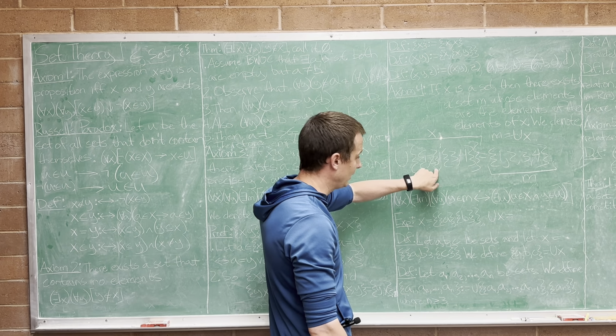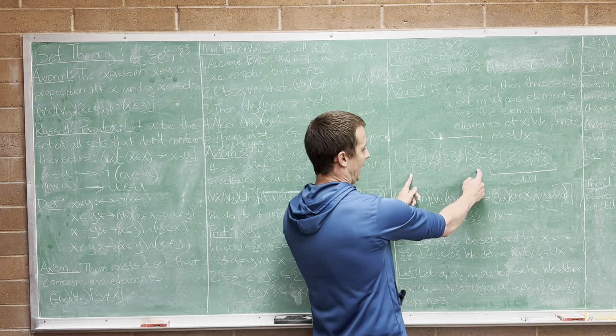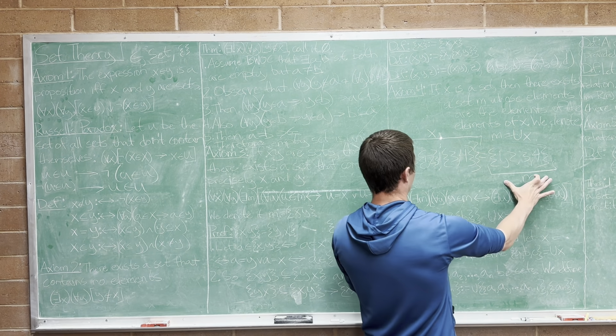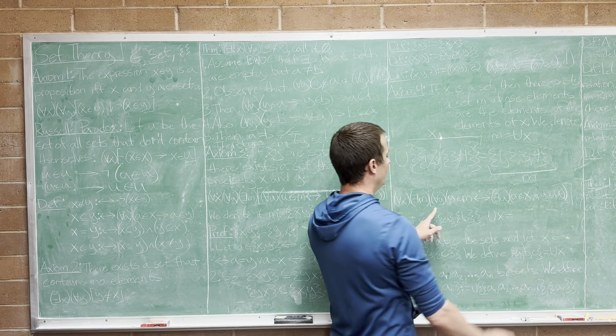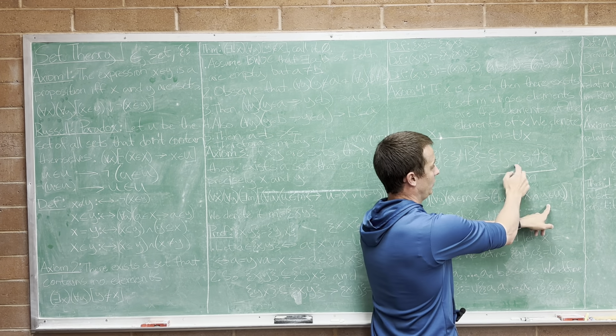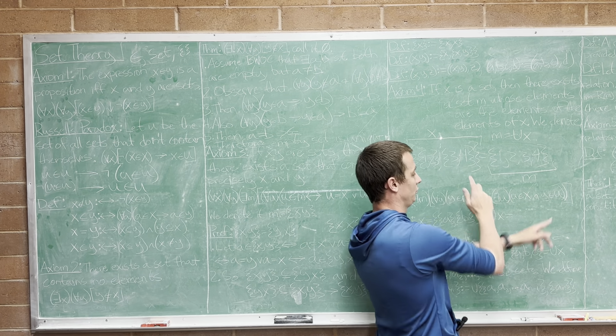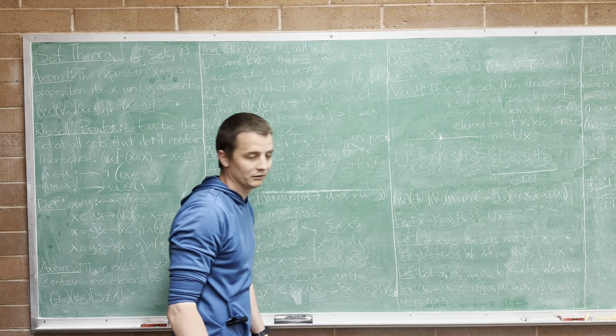Let's read that one more time. That's pretty dense. For all x, there must exist an M, such that for all y, if y is a member of M, so y is 1, 2, 3, or 4, then there must exist a u, such that u is a member of x, so u is going to be either this or this, and y, whatever we picked here, is in one of the u's. That's what the axiom says.